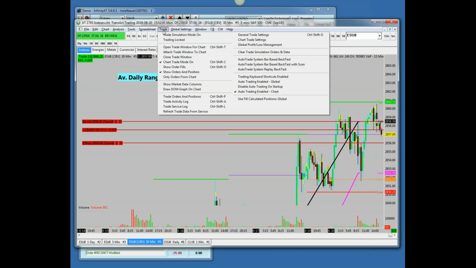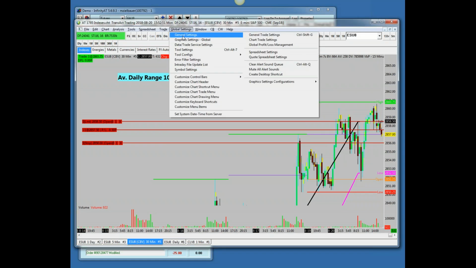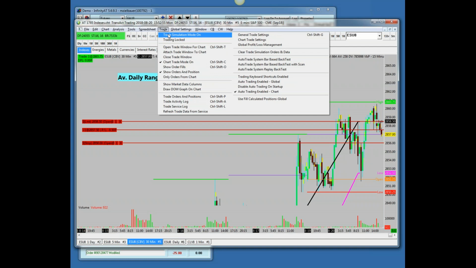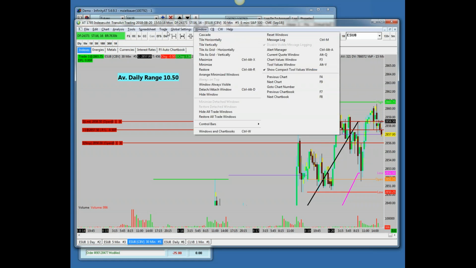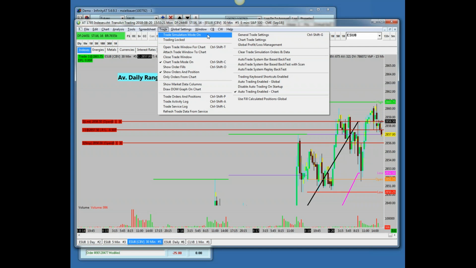So here's a common mistake that people make: they select trade simulation mode on. If you have that selected, that means that the DOM does not communicate with the charting software, and you can be logged into live mode on the DOM and then have ATCharts set to simulator. So in essence, you don't know if you're trading live or not because you're trading on the DOM and the orders aren't populating on ATCharts because you have trade simulation mode on. So always keep this unchecked. Okay, always keep that unchecked. Good rule of thumb. You can also lock your trading so you can't actually place trades off that.